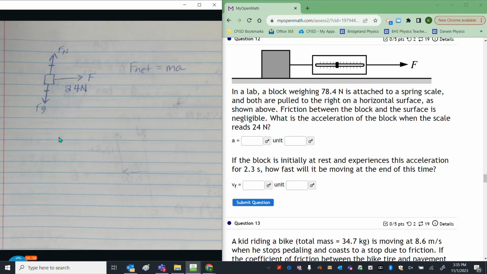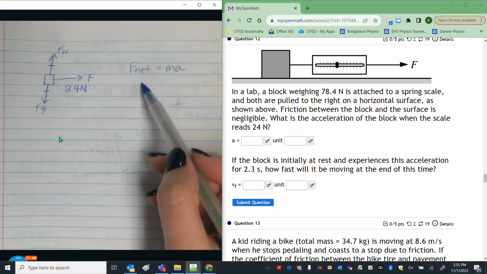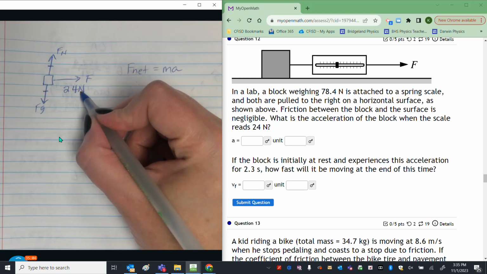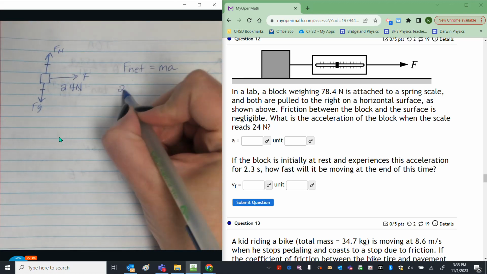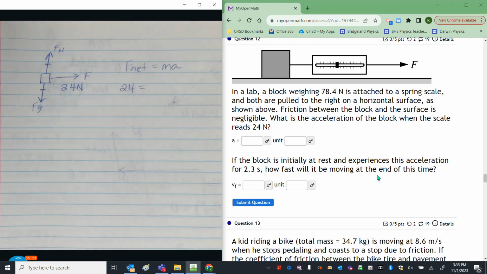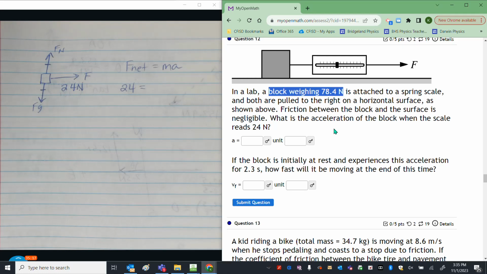All right. So my net force is going to be just this 24 newtons. There's nothing else happening horizontally. It's equal to the mass, which is not in the question. So we need to get the mass before we can get the acceleration. They gave us the block's weight. Okay, so there is a little extra step in here. Before I can put the number in, I can't put 78.4.